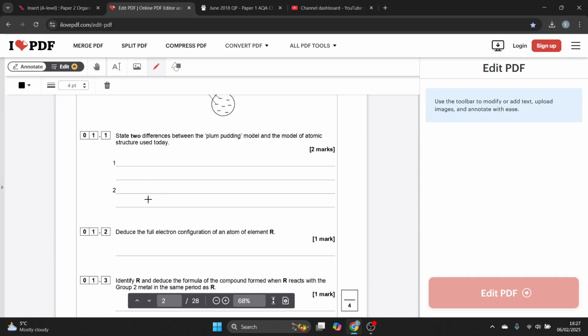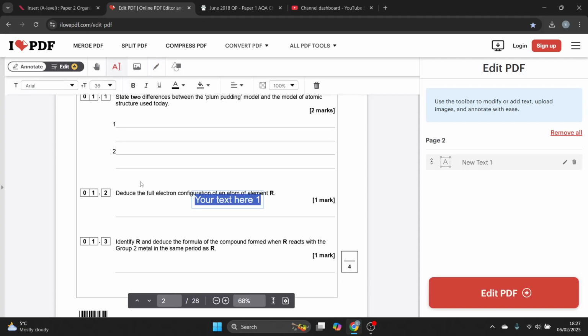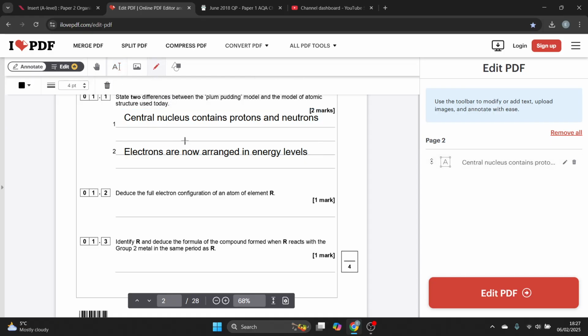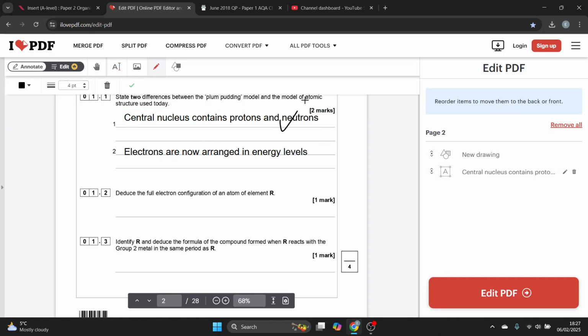So the idea that there is a central nucleus, which contains protons and neutrons. Electrons are now arranged in energy levels. That's really it. Central nucleus contains protons and neutrons. Electrons are now arranged in energy levels.